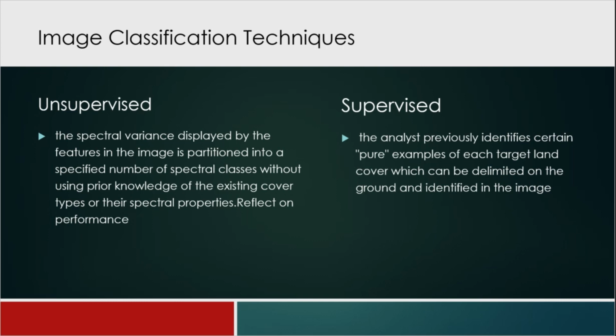Conversely, in a supervised classification, the analyst previously identifies certain pure examples of each target land cover, which can be delimited on the ground and identified in the image. So the spectral signature of each such target, or training site, is determined from the image and used as a starting point for aggregating pixels which have similar spectral characteristics. We applied both approaches to classifying these data in order to compare their effectiveness.